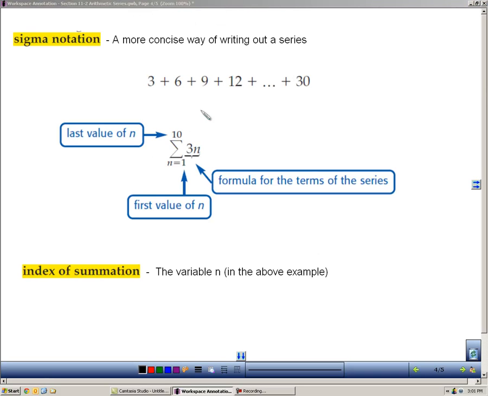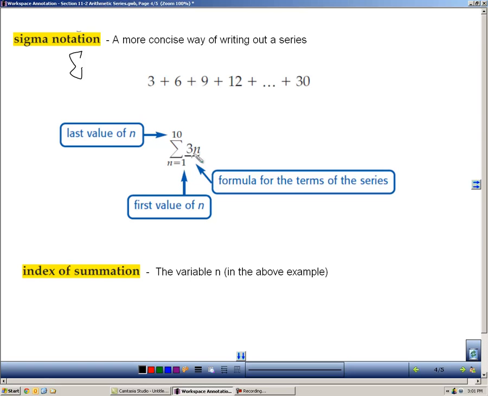Now here we're going to look at something called sigma notation, which is a more concise way of writing out a series. Here's an example of a series, and we use the Greek letter sigma. You see that here, it looks like an E. That's the Greek letter sigma. We use that to represent a series. And in this case, it's saying that the letter n is going to go from 1 to 10, which means there are 10 values in the series.